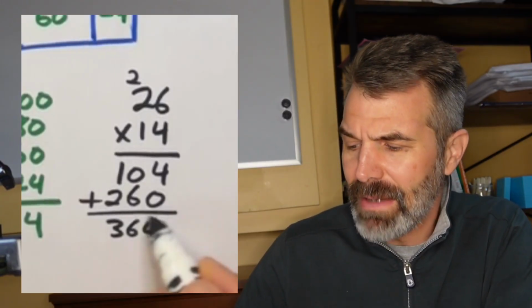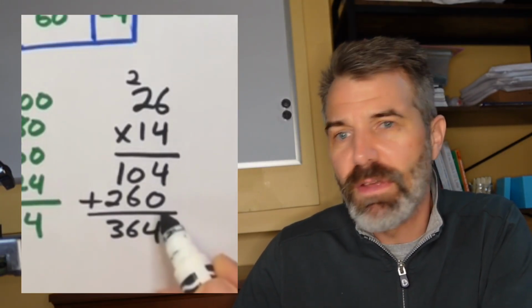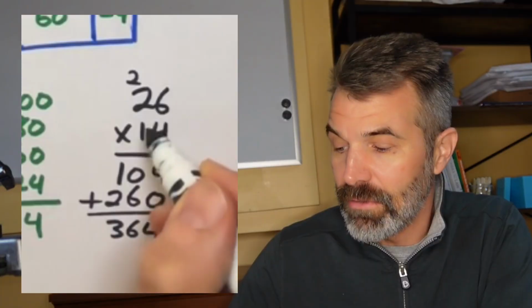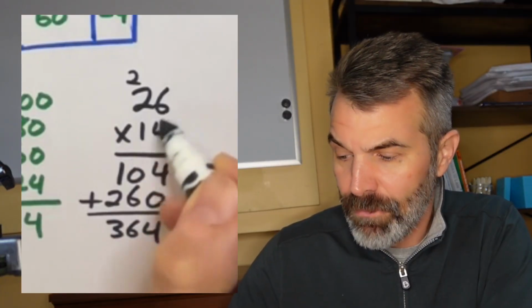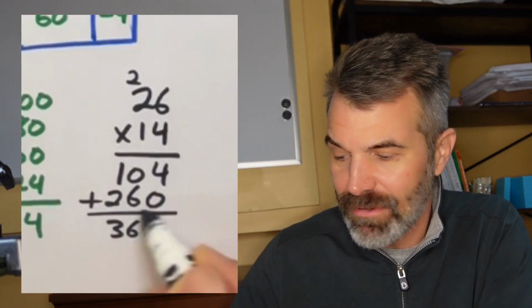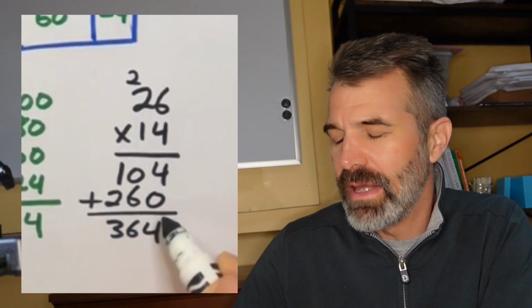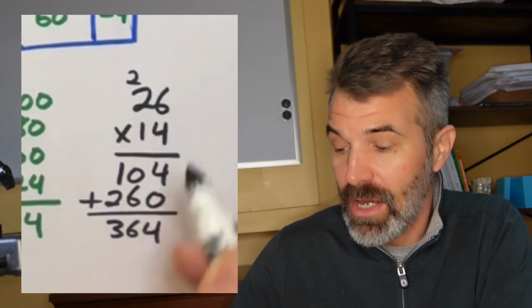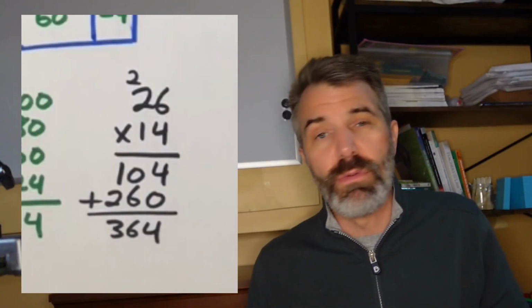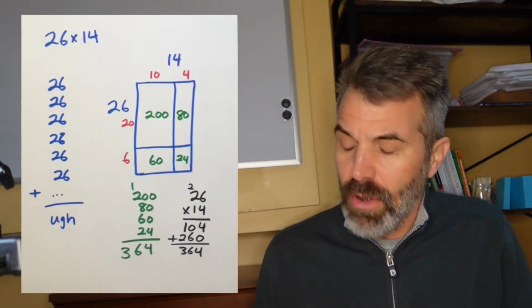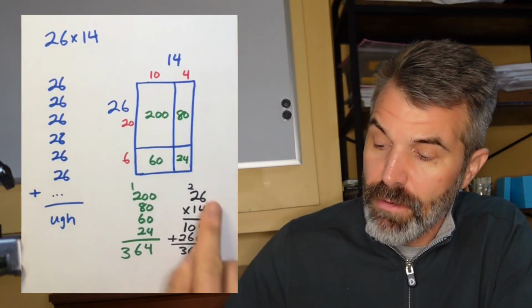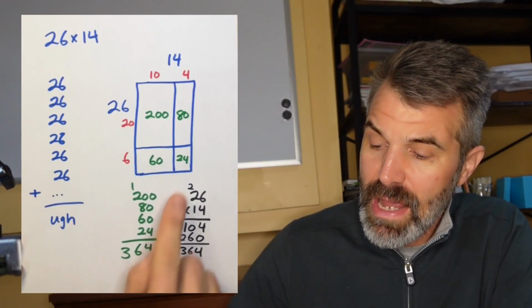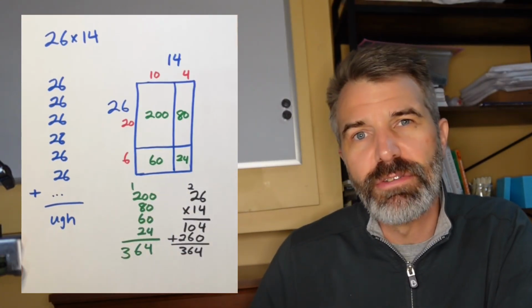Now, I do want to come back to this magic zero. There's nothing magic about it. It's really not 1 times 6. It's actually 10 times 6, and 10 times 6 is 60. That's why we put a 0 there as a placeholder. And it's really not 1 times 2, it's 10 times 20, which is going to be 200. Now, hopefully you can clearly see that if I do the standard algorithm, I get 364. If I use the area model, I get 364 also.